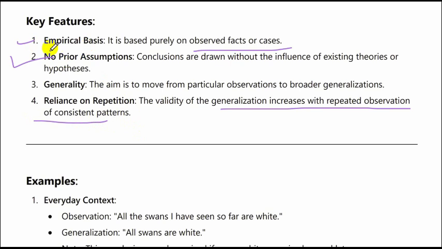So the key features are: empirical basis, that is, based purely on observation; conclusions are drawn without influence of existing theories; it moves from particular observation to broader generalization; and reliance on quantity of observation or data.